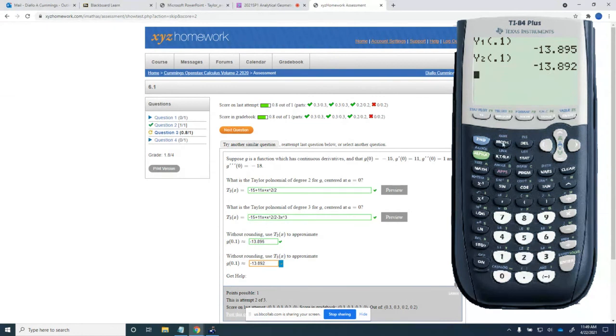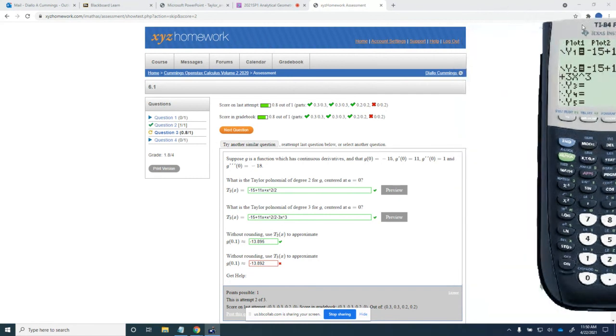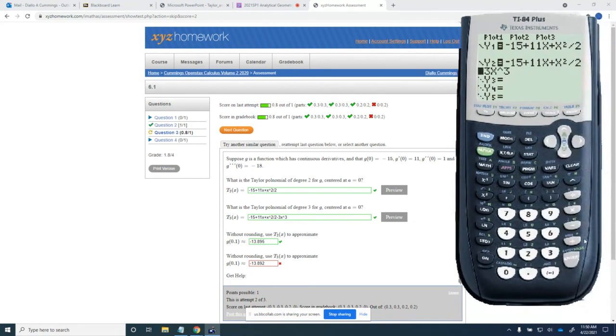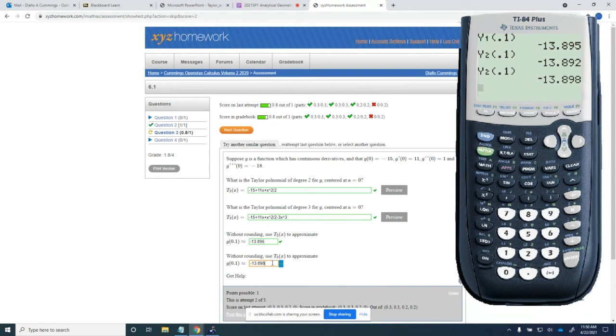Let me check my function, make sure I put that in right. Okay, that should be a minus. I'm sorry, right here that should be a minus 3x cubed. Just check what I have. Minus. Okay, that's a little bit better.